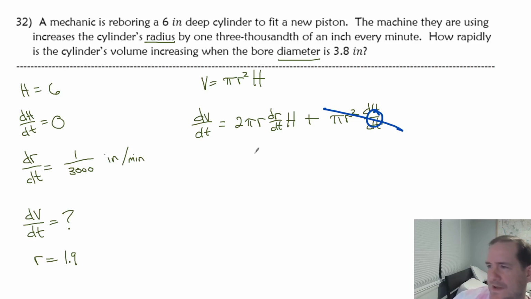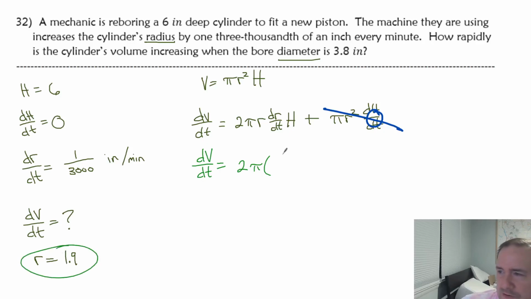So dV/dt is again what we're actually trying to solve for, so nothing gets substituted in there. That's going to be our variable. Then we've got a 2, we've got a pi. We were given not the radius, we were given the diameter, but we can easily turn that into a radius. So in goes our 1.9. Then dr/dt we were given, it was that very slow 1/3000th. And then we've got the height. We know that the height of the cylinder is 6 inches. So this is a 3,000th of an inch, 6 is an inch. Yeah, so all the inch units line up.